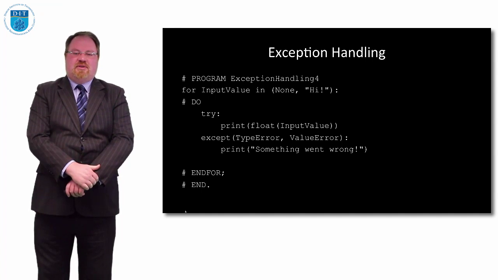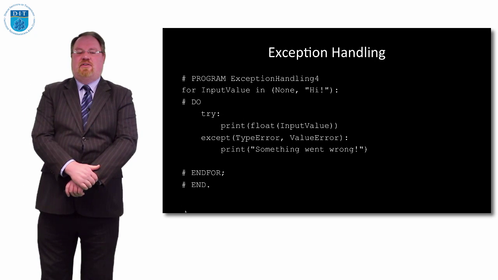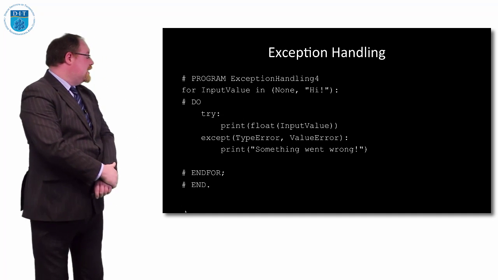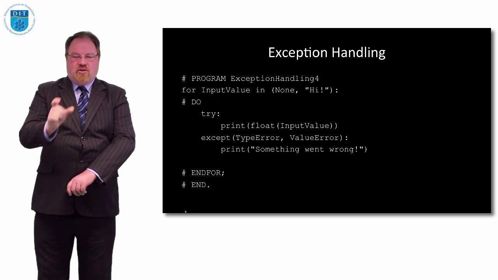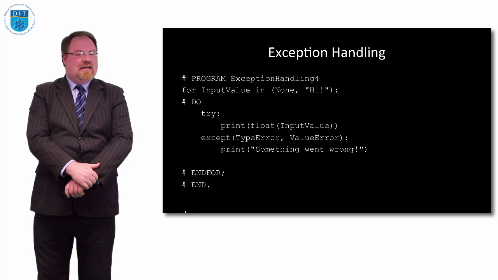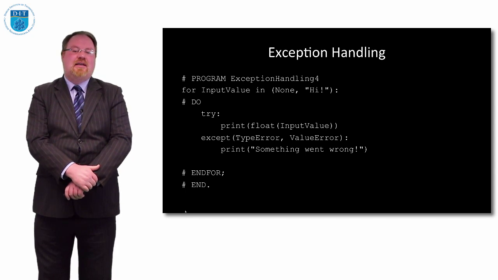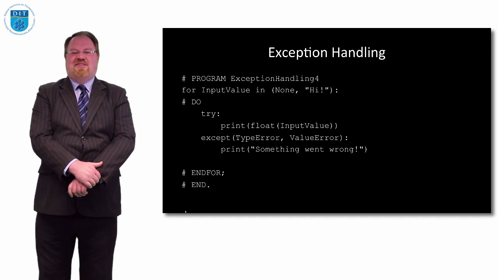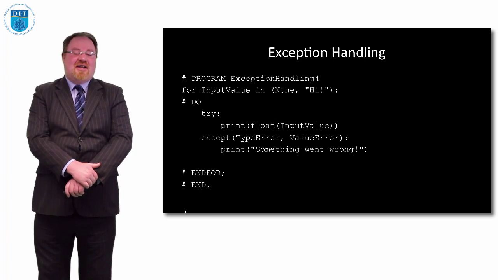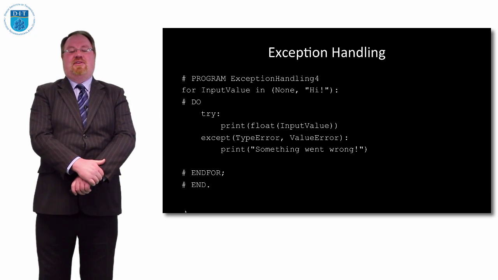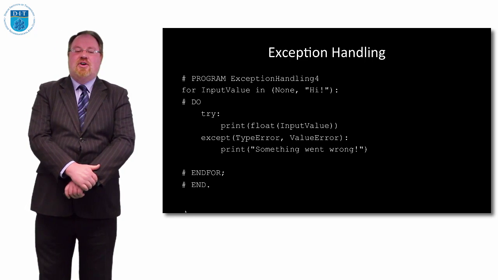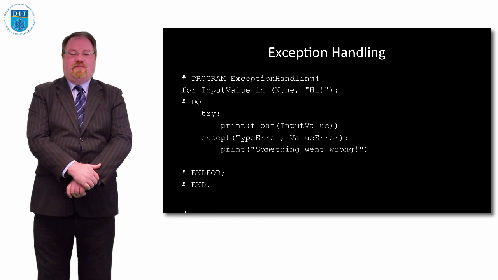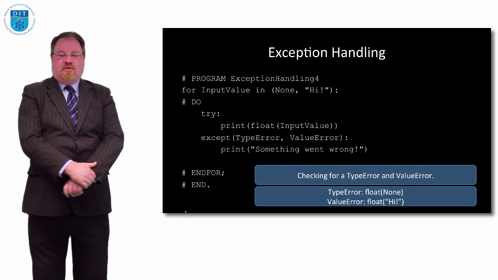instead of asking the user to input a value, I've just put in a for loop. And the for loop says, put in the variable input value, first put null value in, and then second put the string hi in. So what the program is going to do is create a float, a numerical version of null, and that's a TypeError because that's the wrong type going in. And then it's going to try and create a numerical version of the string hi, and that will cause a ValueError. So in either case, it's going to say something went wrong. If I run this program, it'll say something went wrong, because neither None nor hi should give us a correct numerical value. And in both cases, it'll give an error.